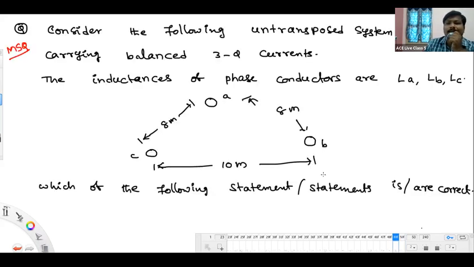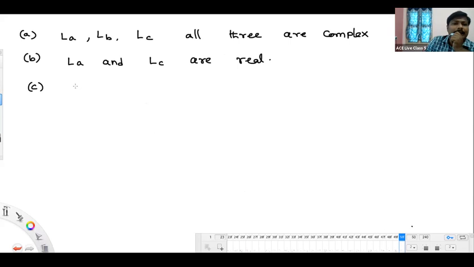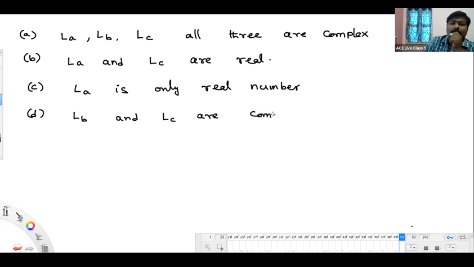Okay, so these are the three conductors. I am saying LA, LB, LC are the inductances. Yeah, next. Option D: LA is only a real number, and LB and LC are complex numbers.